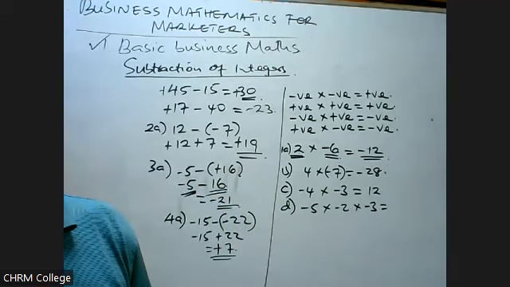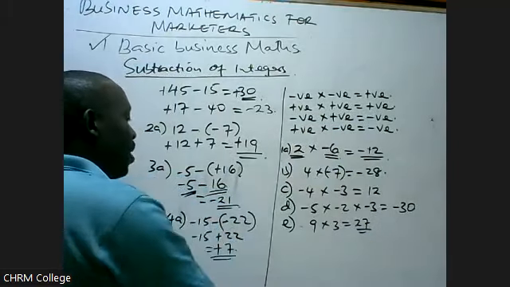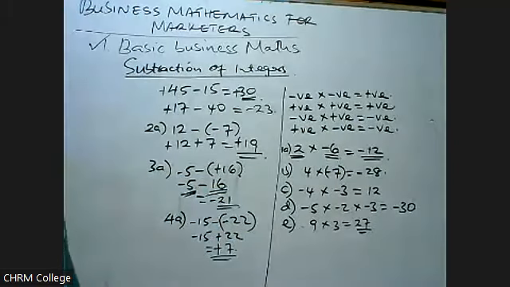Then if you have, for example, E, positive 9 times positive 3, we find that this one is going to be positive 27. A positive and a positive, the answer remains to be positive. That is on the multiplication of integers.